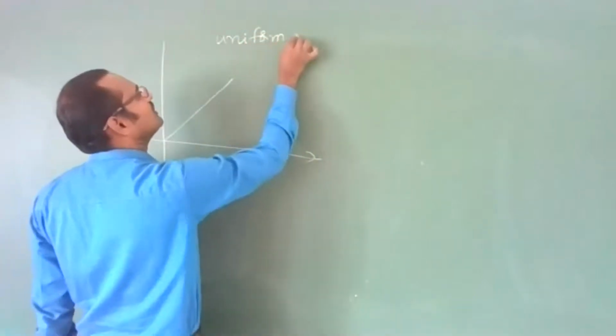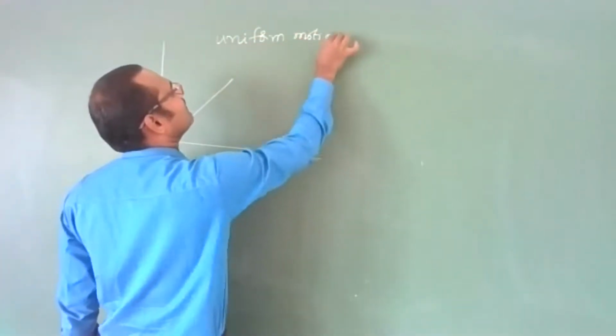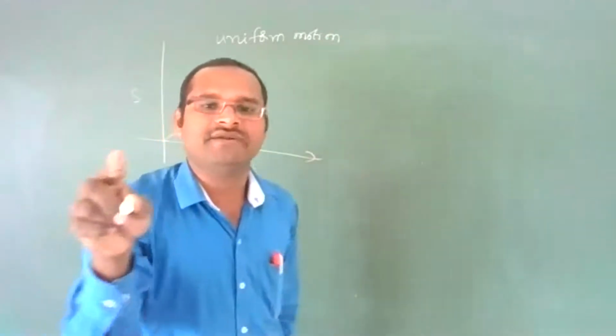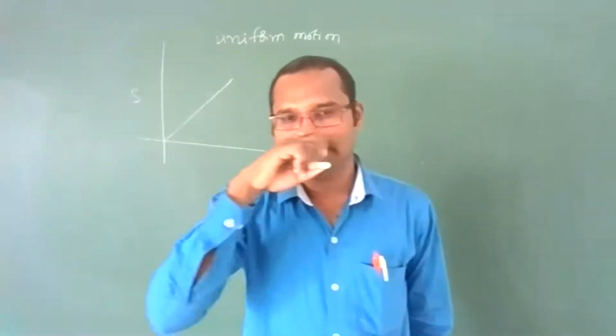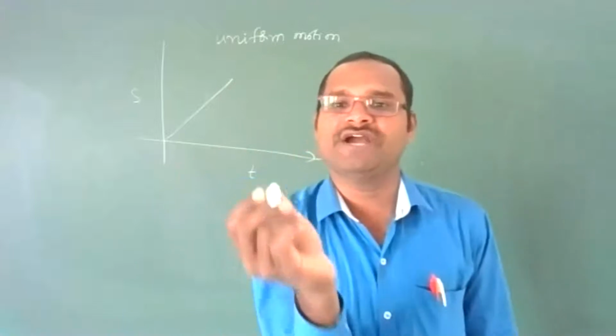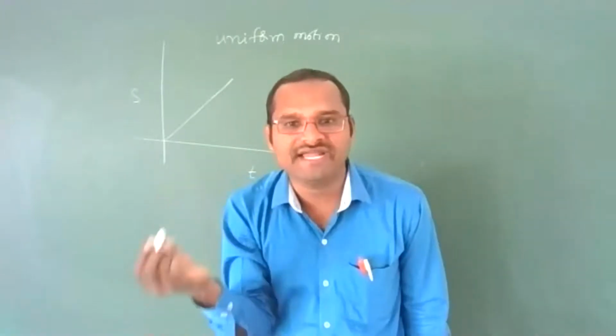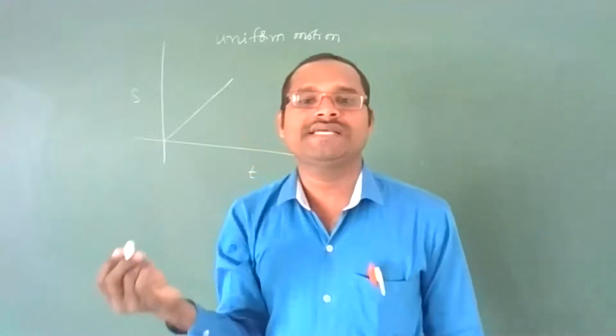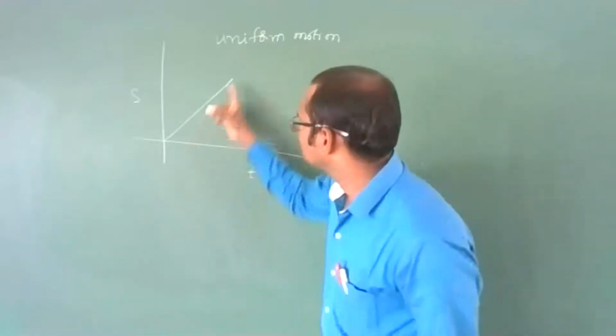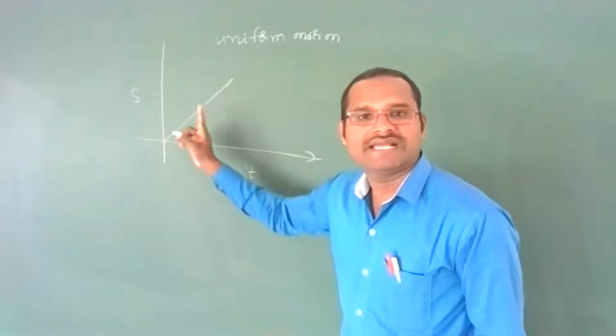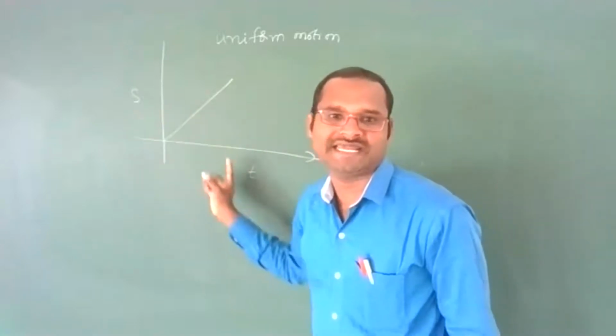What is uniform motion? Uniform motion is nothing but if the distance traveled by a body in a particular time is equal. If an object, if a vehicle covers equal distances in equal intervals of time, then the motion of the body is called uniform motion. Yes. So this is the graph for uniform motion, distance and time.